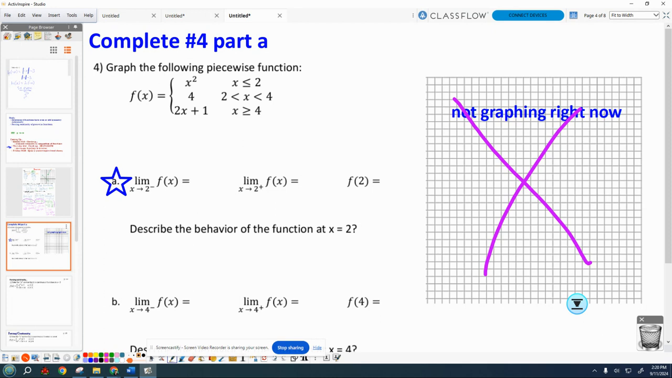What's the middle piece, right? How does that one work? It's 4, no matter what x is. If x is 2.1, 3.7, it's just saying it has to be between 2 and 4. When x is between 2 and 4, the y value is always 4, 4, 4, 4. You're like, well, what if it was 3.1? 4. What if it was 3.7? 4.